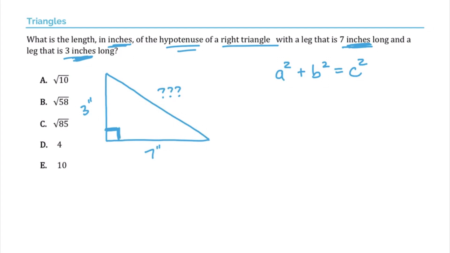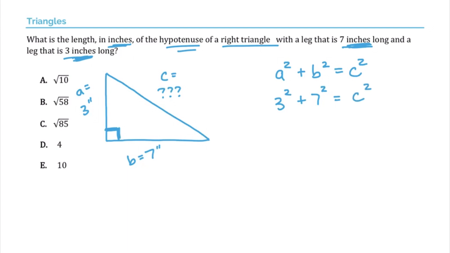That's where a is a leg, so I'm going to make a equal 3 inches. B is a leg, so I'm going to make b equal 7 inches. And c is the hypotenuse. So I'm just going to plug in here. If a is 3 and b is 7, then 3 squared plus 7 squared equals our hypotenuse c squared.